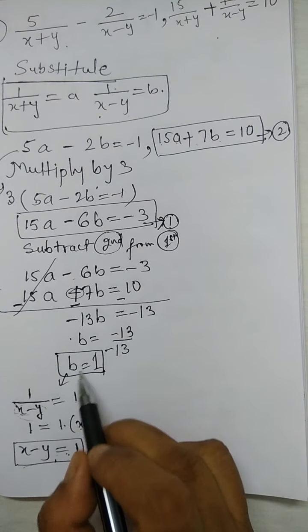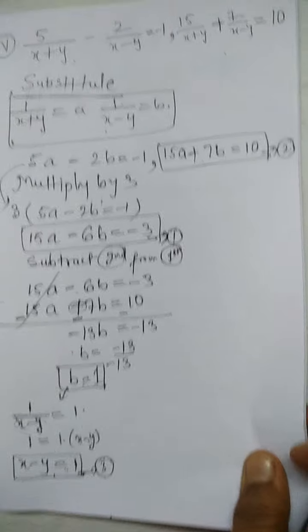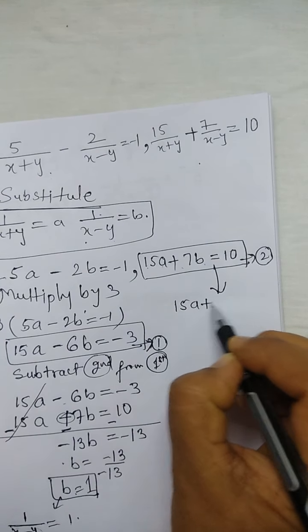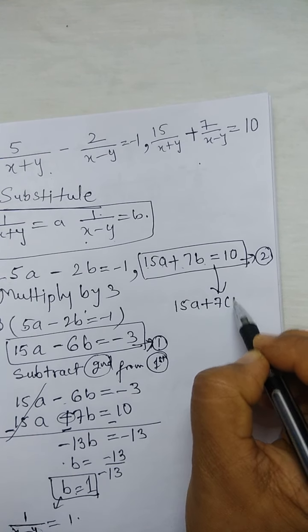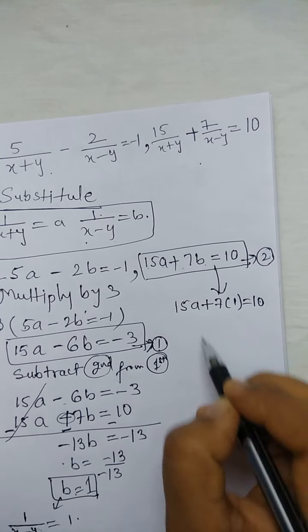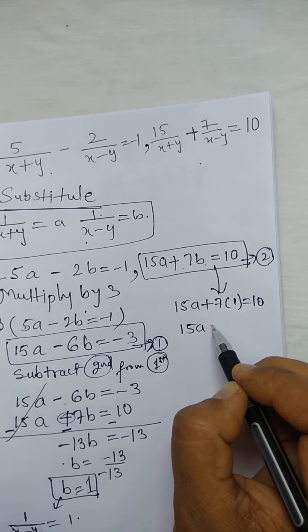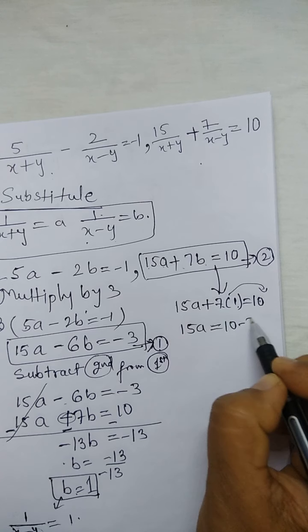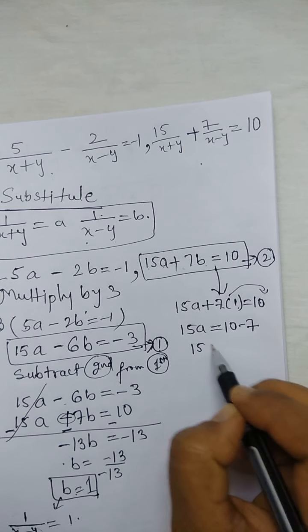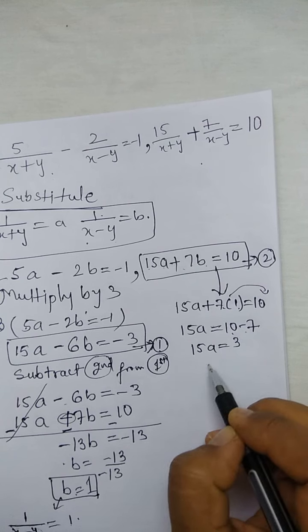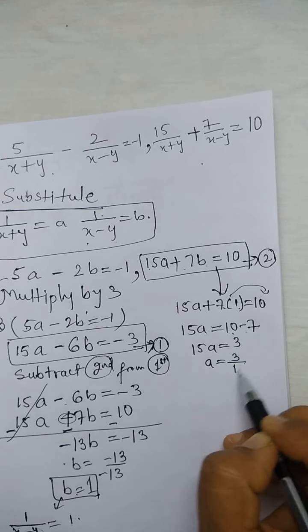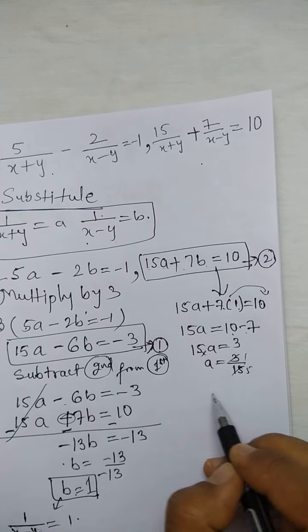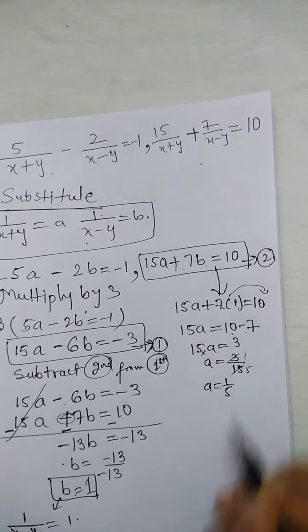Now this value of b you substitute in any one of the equations. Shall we substitute in this? So 15a plus 7 into b, b is 1, equals 10. So 15a, 7 ones are 7, and bring that 7 to that side. So 15a equals 10 minus 7, 3. a equals 3 upon 15. Here into na, so it will become division. 3 ones are 3, 3 fives are 15. So a equals 1 by 5.